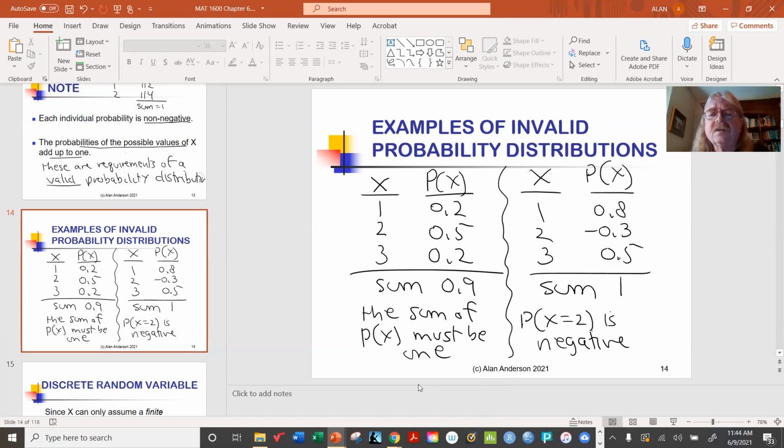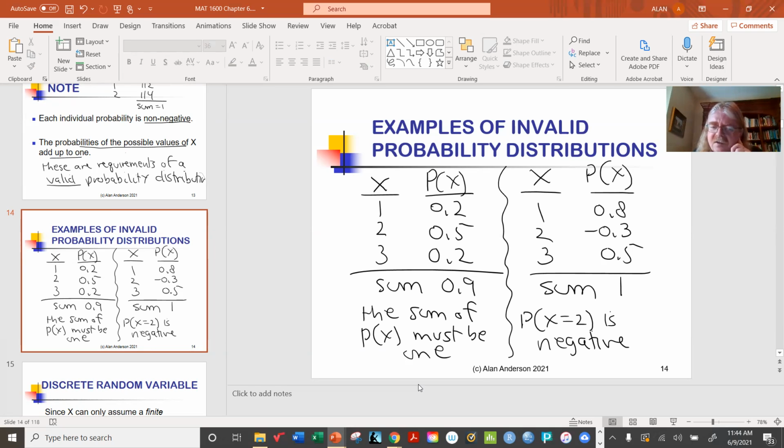Now, all of the results we're about to derive, of course, only apply to valid probability distributions. So we just have to keep our eyes open. If your distribution is not valid, then you cannot apply any of our results to it.